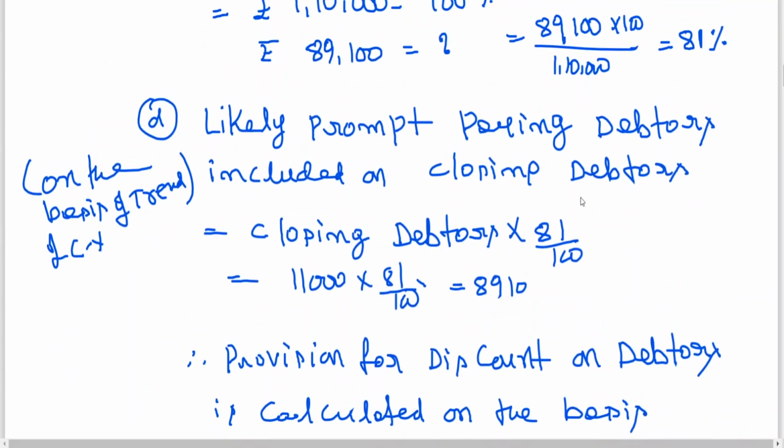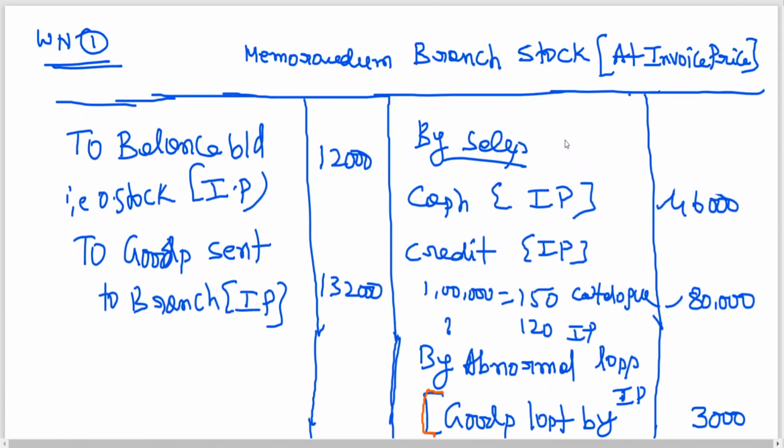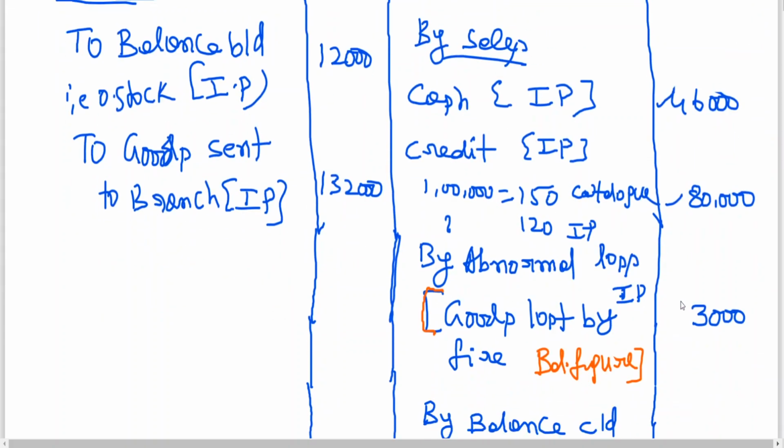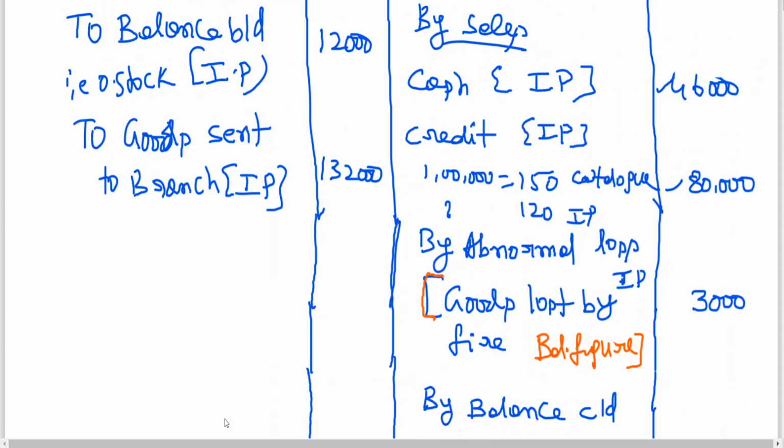But why have you taken abnormal loss here at invoice price? Because I want to find out abnormal loss at invoice price, because opening stock is at invoice price, goods sent to branch at invoice price, sales at invoice price, credit sales at catalog price I have converted to invoice price, and closing stock at invoice price.